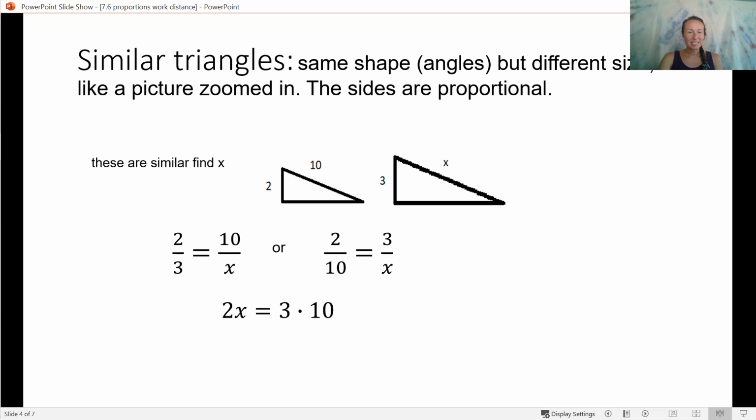2x equals 3 times 10. We'll multiply that out, divide by 2, and we get that x equals 15. And then you can go back to that problem and look at it. This one is easy to see. If our side went from 2 to 3, then our other side is going to go from 10 to 15. So the setup is important, and in similar triangles, it's maybe a little easier to understand what I'm saying about the same sides or same items having to be vertical and horizontal from each other.